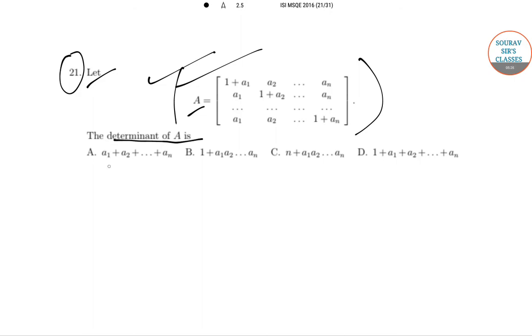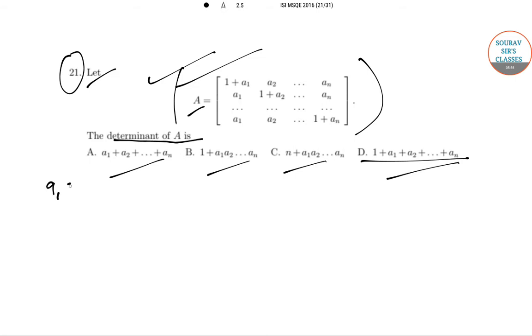The options given are: option A, A1 plus A2 plus dot dot dot up to AN. Option B is 1 plus A1 A2 up to AN. Option C is N plus A1 A2 up till AN, and option D is 1 plus A1 plus A2 plus dot dot dot up to AN. So we have to find out the value of the determinant of A. Now for simplicity and to solve the problem quickly, we'll assume some values of A1 and A2.